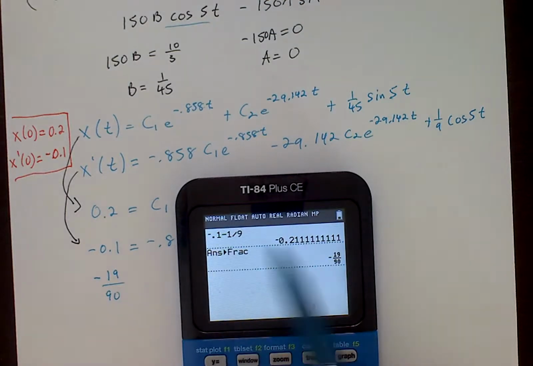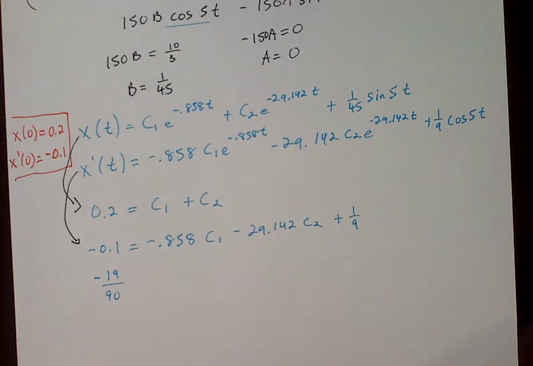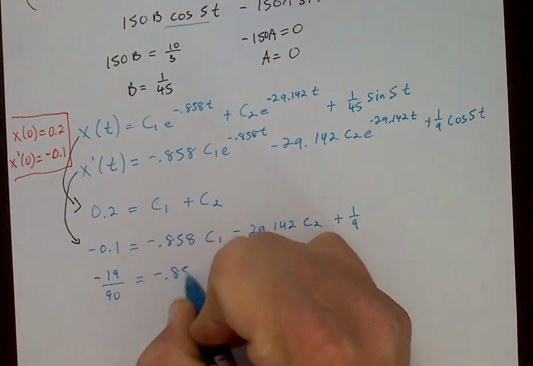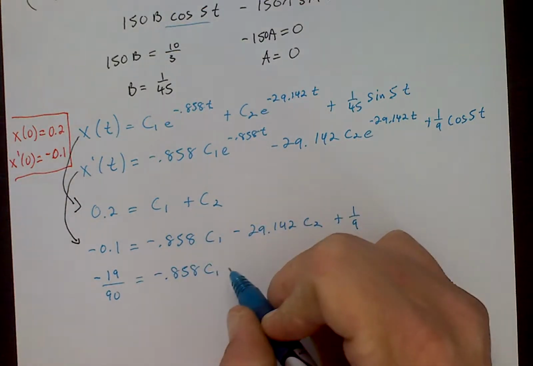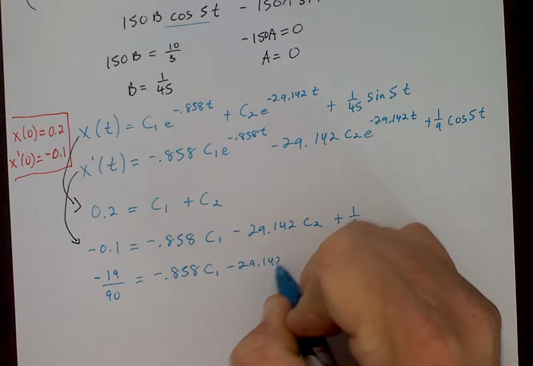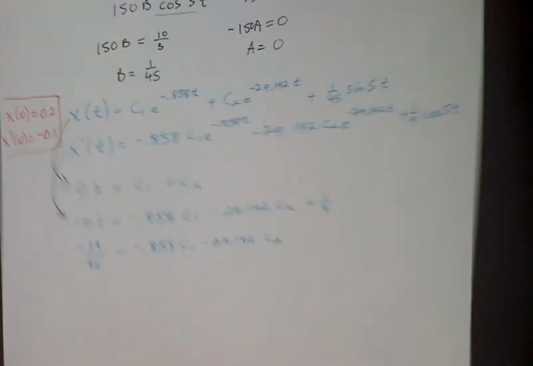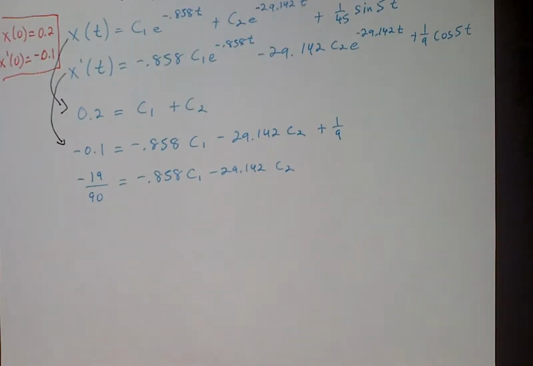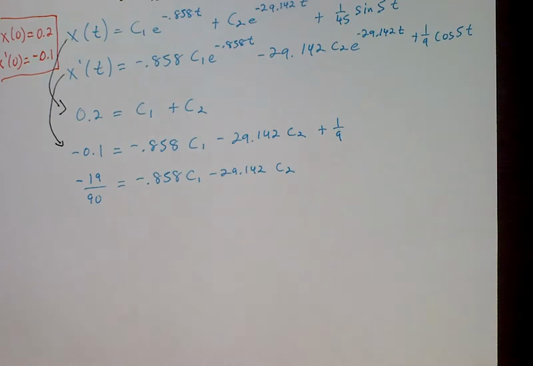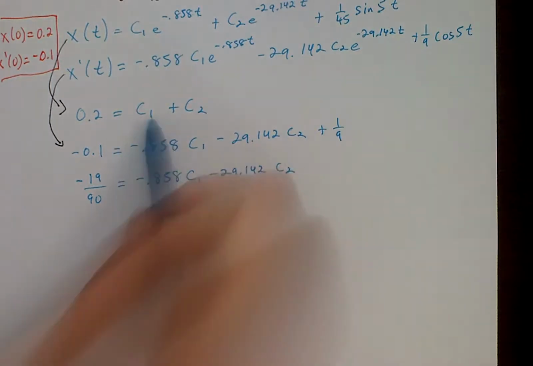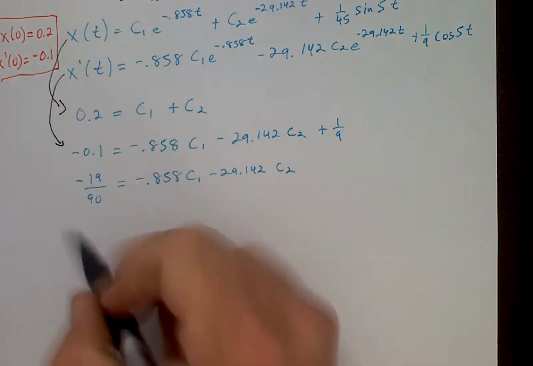Negative 0.1 minus 1/9. Get your decimal, change to a fraction. If you know how to solve systems on the calculator, that's what I would do. Probably the easiest way to do it. I didn't really do that, so I named them C and D and solved. I'm just going to do it a little differently. I'm going to start with this one.